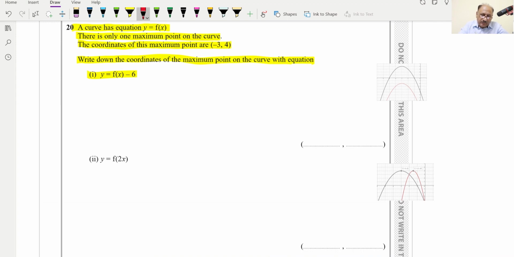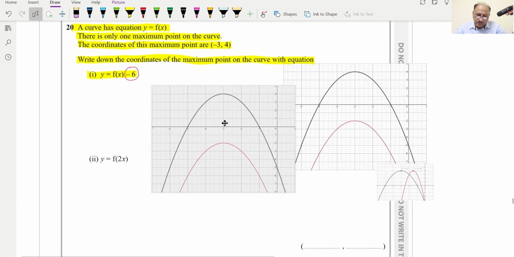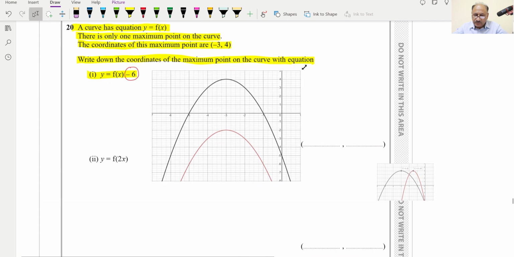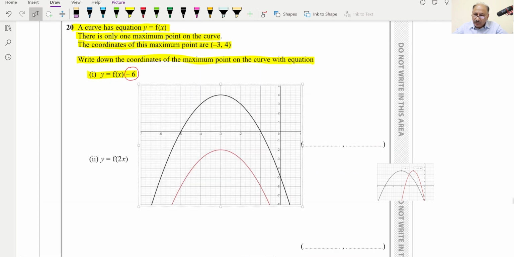Whenever there is this type of transformation, f of x minus something, it is shifting the curve downward. For your explanation, I have inserted this graph over here. If you see, this is f of x. This black color curve is f of x, which has its maximum point at minus 3 and 4, and this will be moved 6 units down.